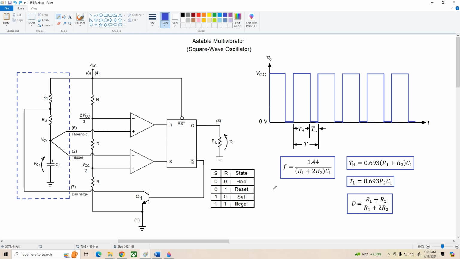All right, so what we've got is tau charge equals R1 plus R2 times C1, and tau discharge equals R2 times C1. All right, and we're going to use these time constants to derive these equations next.